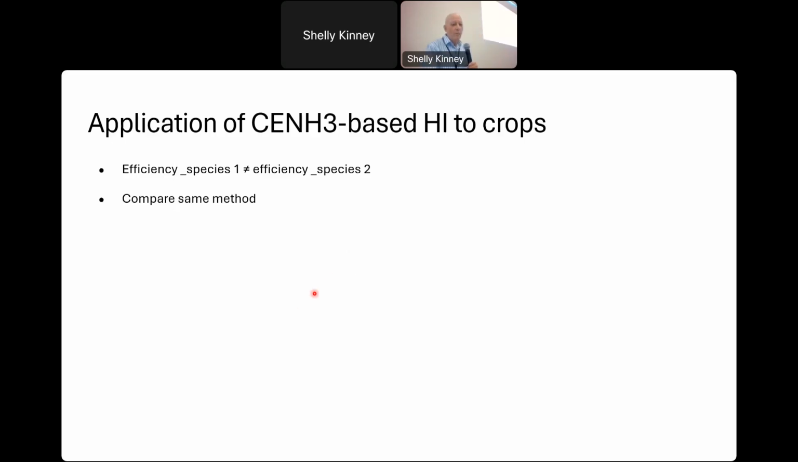But let's get back to the application of SNH3 to crops. The point we can make here, 15 years later, is that the efficiency in species 1 is not predictive of the efficiency in species 2. I'll give you some examples. For example, a perfect example is maize.